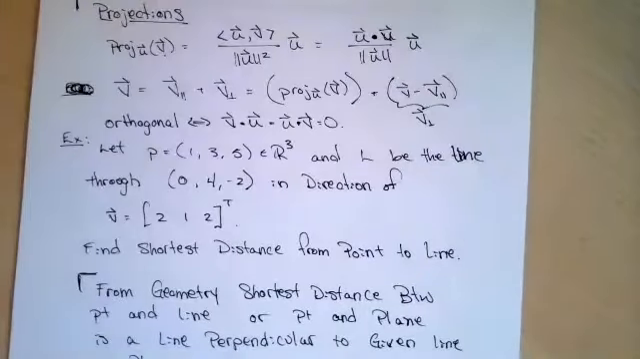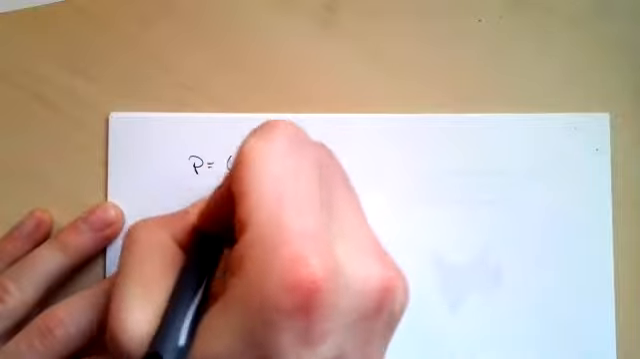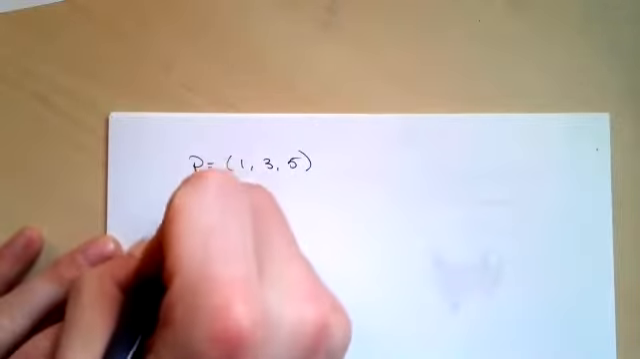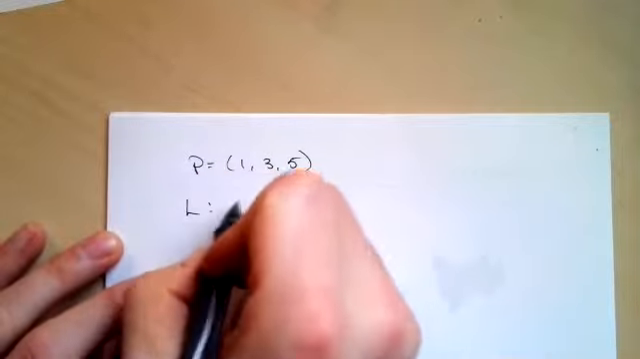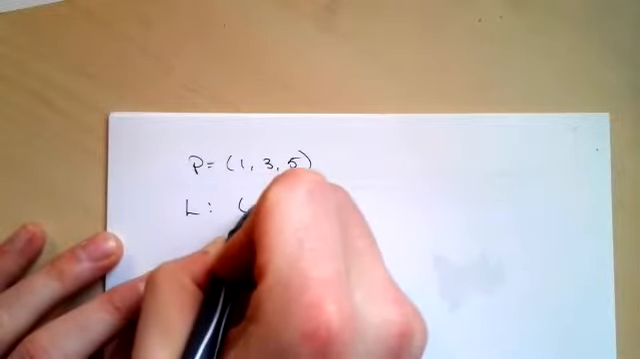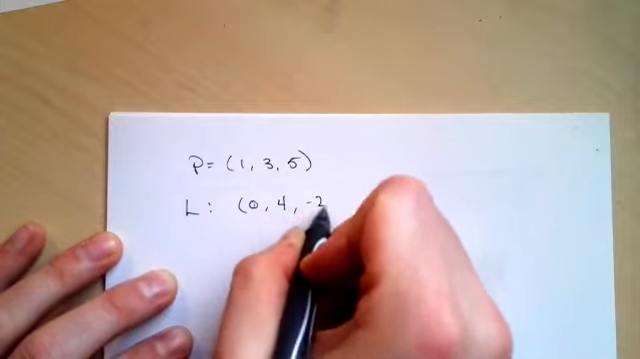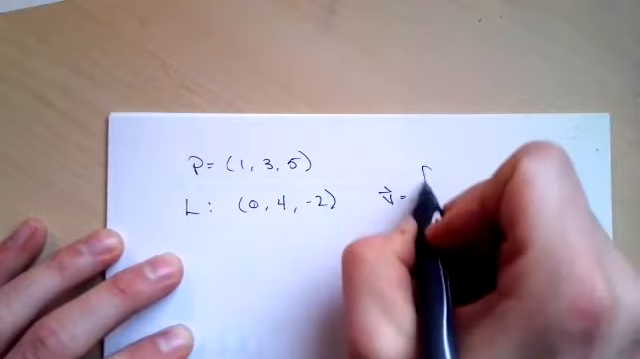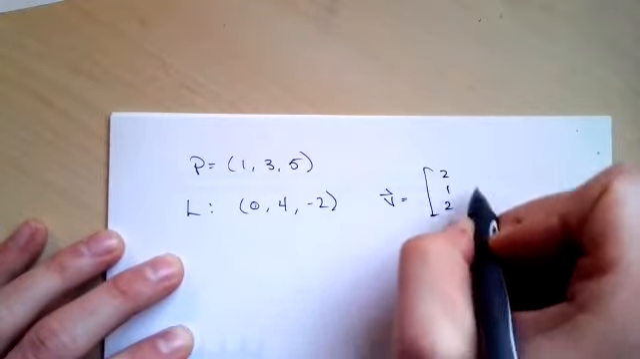So let's go ahead and write down our information. Since we're using some extra pages here, we had P was (1, 3, 5). Our line consisted of the point (0, 4, -2) with a directional vector, I'll put that in column form, (2, 1, 2).